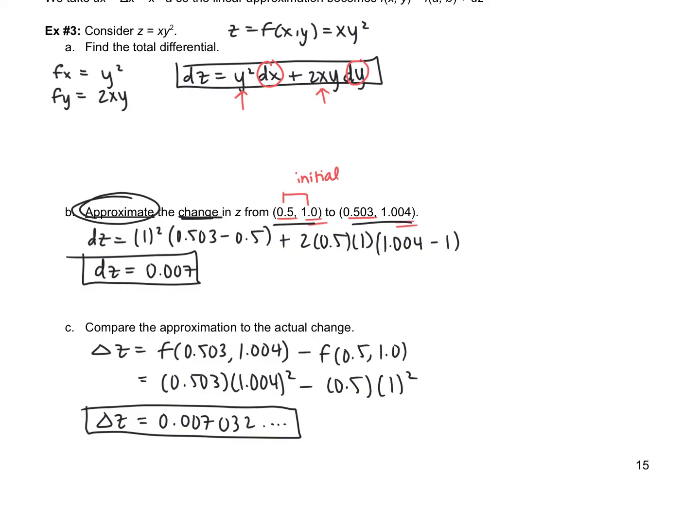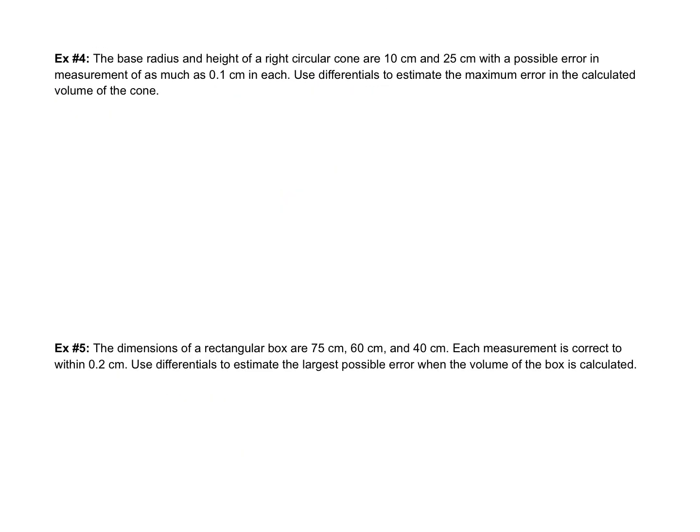Okay, so now that we know the total differential, we are going to take a look at 2 word problems to end these notes. So let's take a look at example 4. The base radius and height of a right circular cone are 10 centimeters and 25 centimeters, with a possible error in measurement of as much as 0.1 centimeters in each. Use differentials to estimate the maximum error in the calculated volume of the cone.